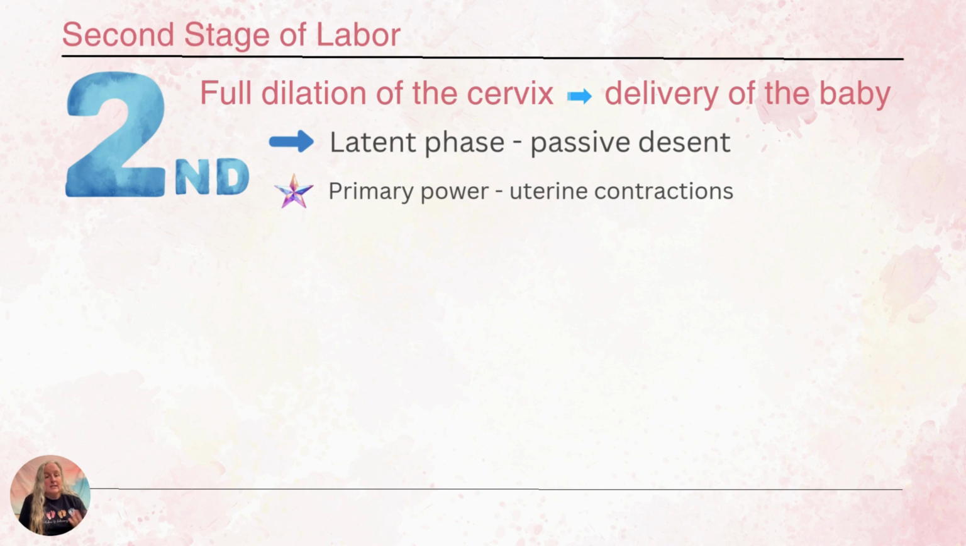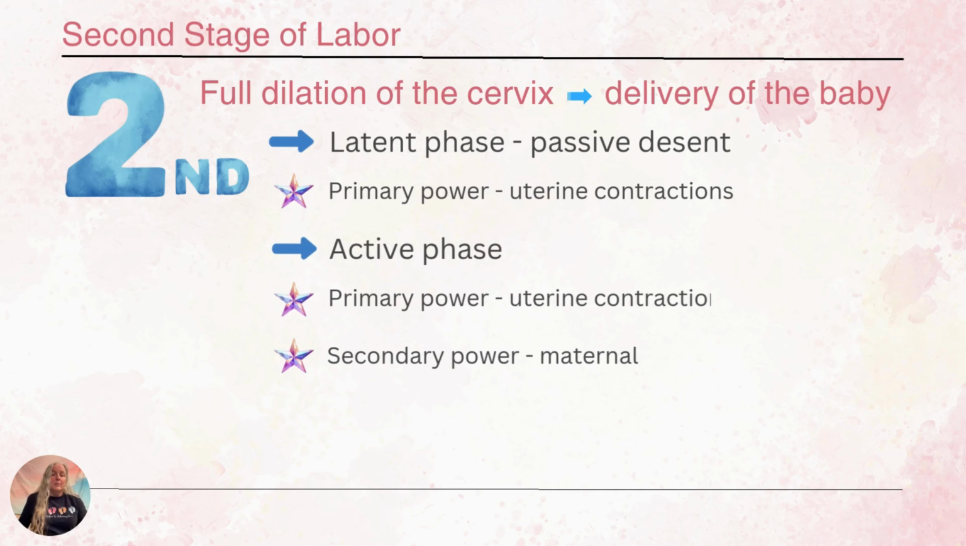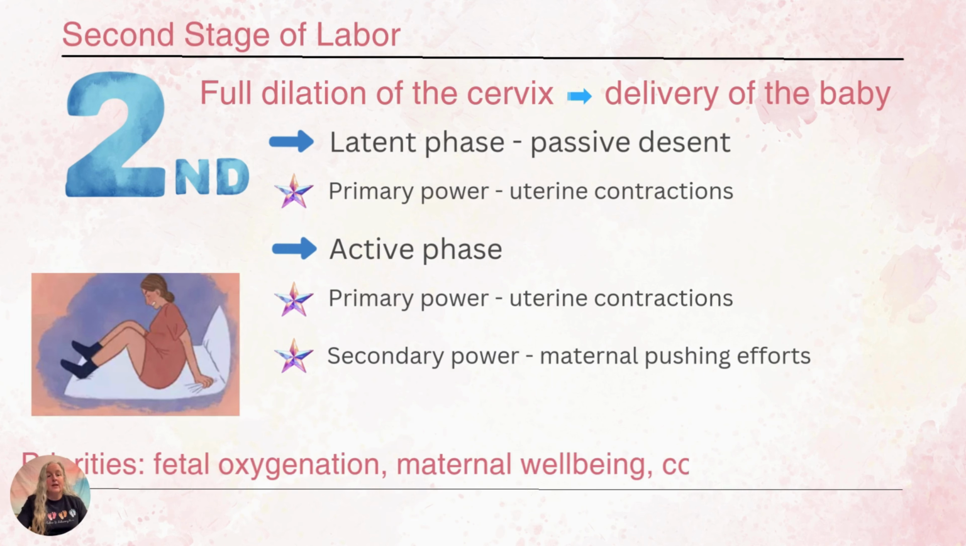And so that relies on primary power from her contractions to help the baby come down. Typically, though, what we're primarily seeing is the active phase where she is pushing and using her own power in combination with her contractions to help bring the baby down and deliver the baby. This process can take a long time, especially for a first-time mom. It can take several hours.